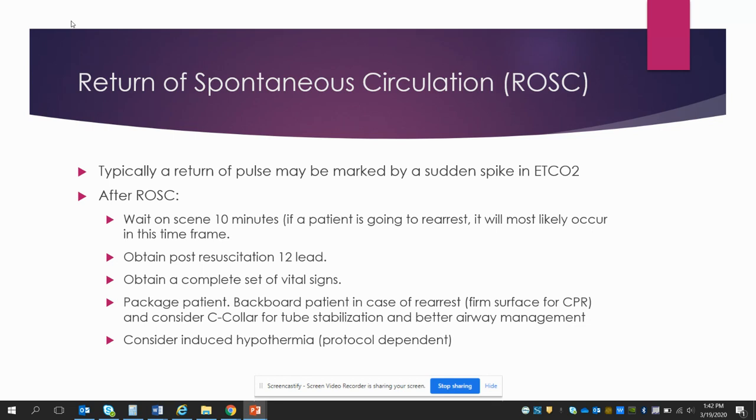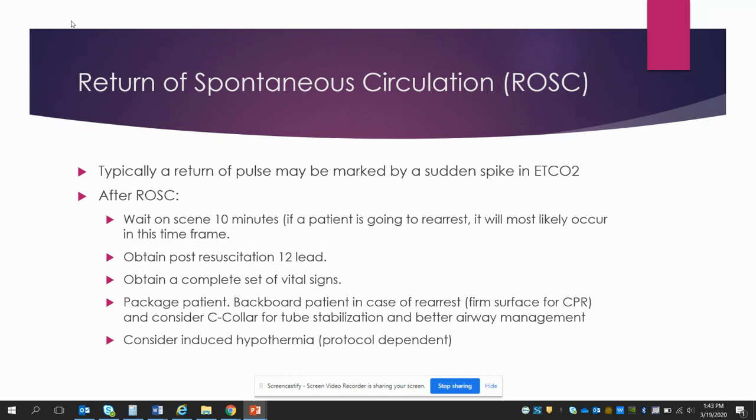We still have these resources. We're prepared. So this is not a situation where we want to get off scene as quickly as we can. Yes, we will be providing rapid transport to an appropriate facility. And generally an appropriate facility is going to be one that is able to do cardiac catheterizations. But we want to wait about 10 minutes on scene.